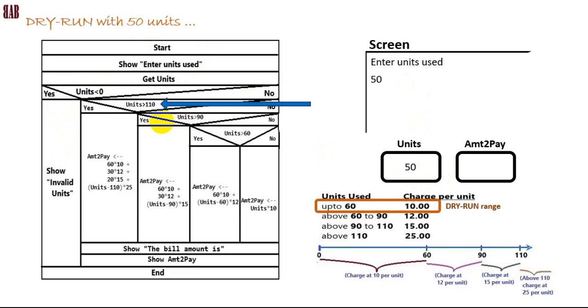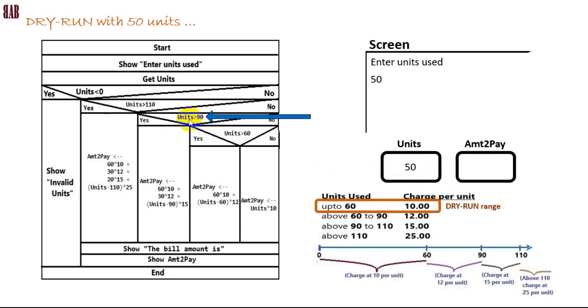Then you go to the next line where you're checking, is it greater than 110? The reason we are doing these checks is because we have different types of calculations depending on above 90, above 60, above 110. That's what I am using this to calculate, right? So is it above 110? No, right? 50 is not above 110. Units greater than 110, units is 50. So 50 is not. So we go to the no side.